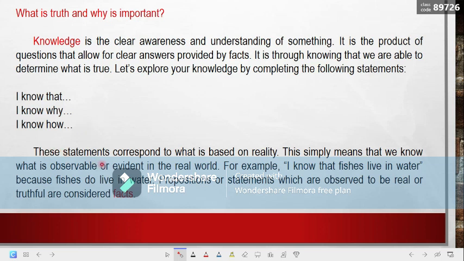Now, these statements correspond to what is based on reality. This simply means that we know what is observable or evident in the real world. For example, I know that fishes live in water because fishes do live in water. Propositions or statements which are observed to be real or truthful are considered facts.